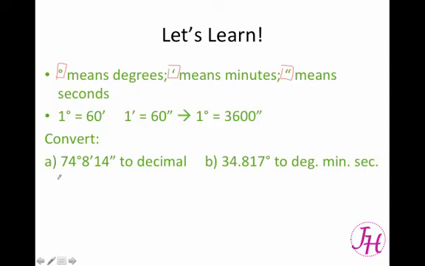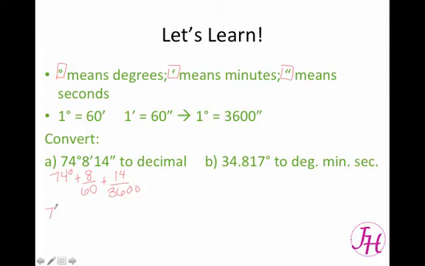So for part A, we want to convert 74 degrees, 8 minutes, and 14 seconds to decimal degrees. So we have our 74 degrees. Then we're going to take our 8 minutes and divide by 60 to get the number of degrees. And we're going to take our 14 seconds and divide by 3,600 to get our number of degrees.